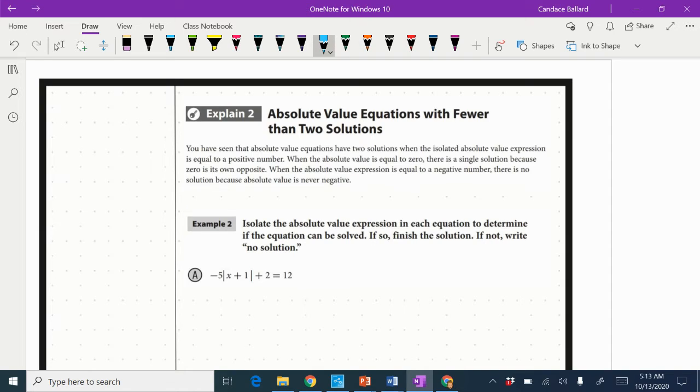And that's basically what it's saying right here. It's saying that when it's equal to 0, there's a single solution because 0 is its own opposite. And then when it's equal to a negative number, there is no solution because an absolute value is never a negative. So if it's equal to a negative number, you don't even have to finish it, you just stop. So let's go ahead and see a couple of those.